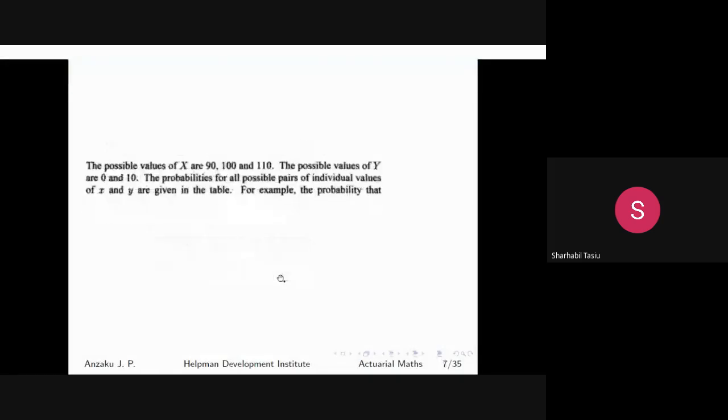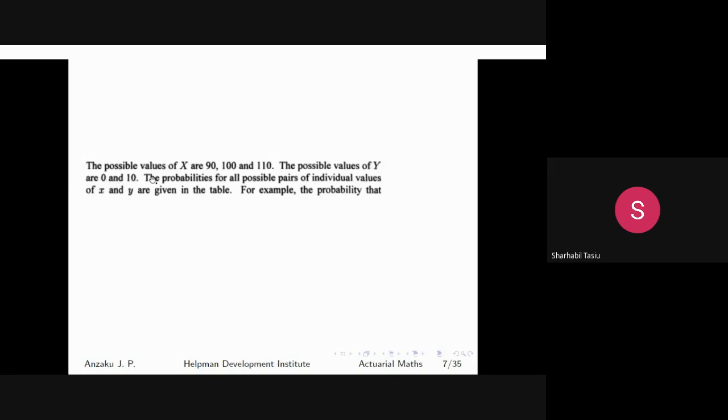All right, moving on. So this is an explanation of what we gave on top. In the table above, the possible values of X are 90, 100, and 110. So these are the possible values for which the investor wants to calculate the probability. What is the probability that the first asset yields 90 in that year, or 100, or 110? Then for the possible values of Y, what is the probability that the second asset gives a yield of 0 or 10?